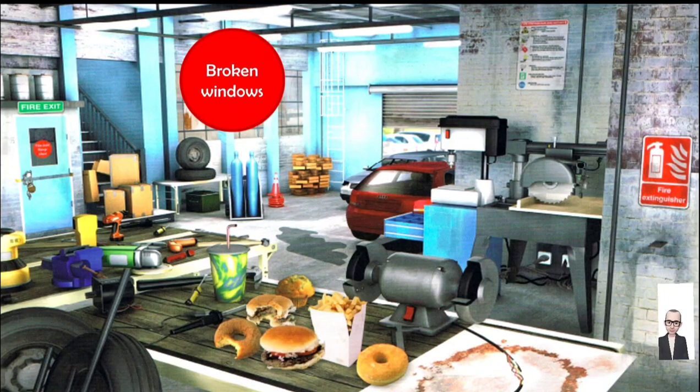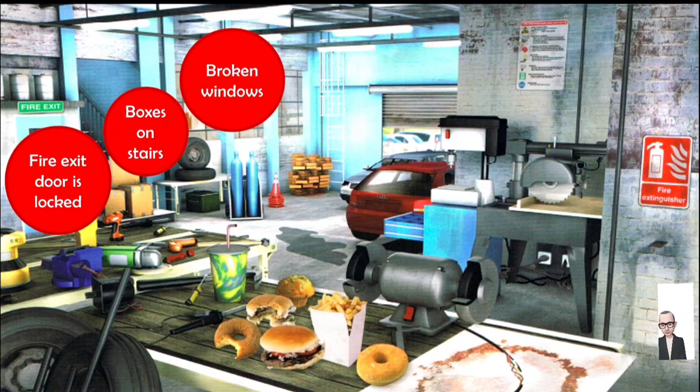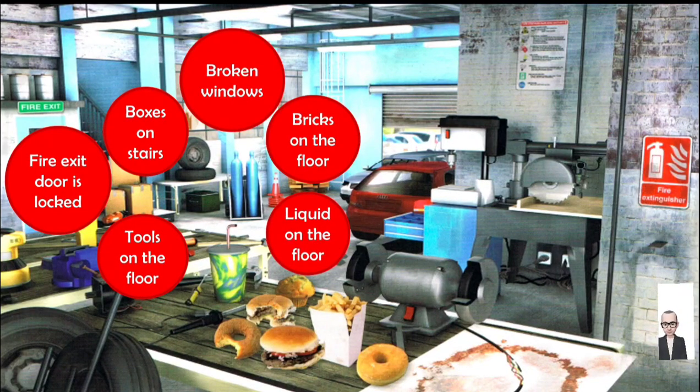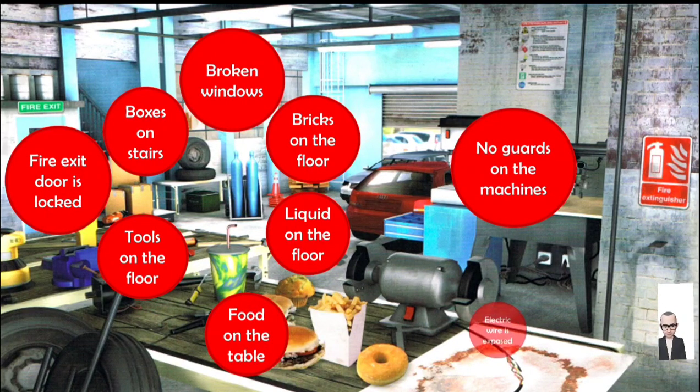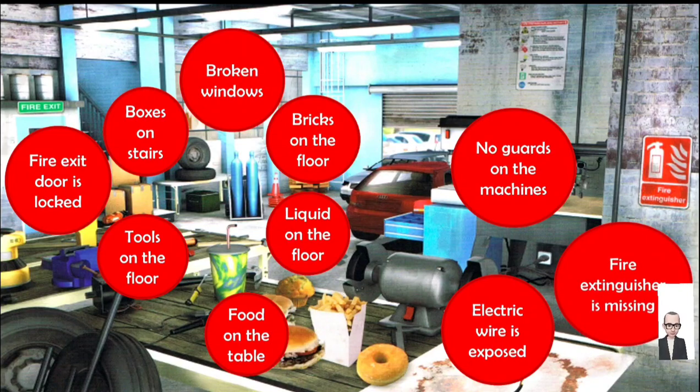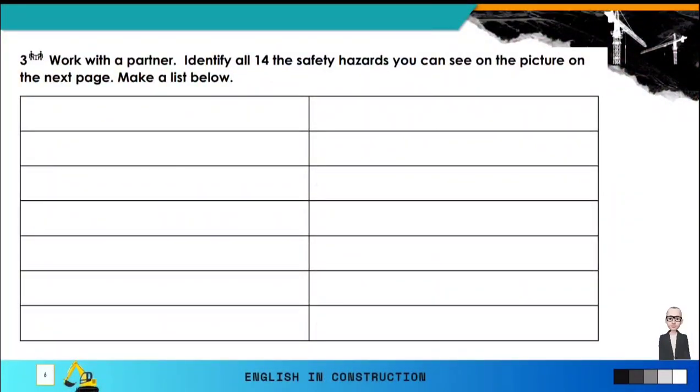So we've got broken windows, boxes on stairs, fire exit door is locked, bricks on the floor, tools on the floor, liquid on the floor, food on the table, no guards on the machines, electric wire exposed, and a fire extinguisher that is missing. Okay, our task in this session will be to take these notes and put them into full sentences. So let's just quickly have a look.